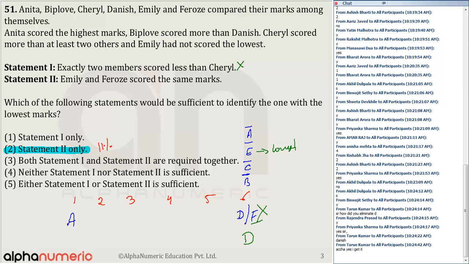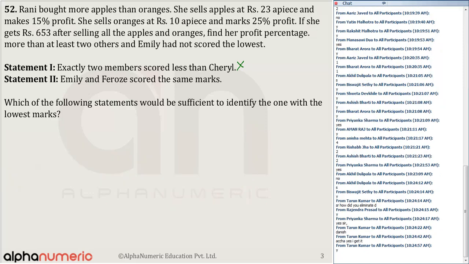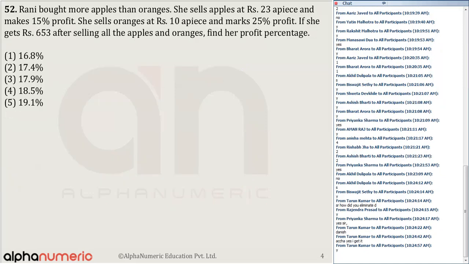Can I move ahead now? All right, let's move to question number 52. Okay, the correct answer for question number 52, let me check the answer key. Apple and oranges.